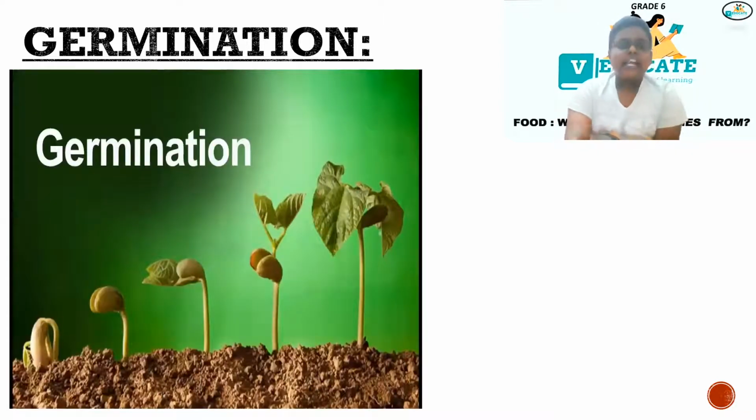Here is the process of germination. You can see how it is happening. There are mainly five steps, from the seed becoming bigger to becoming a fully developed plant.